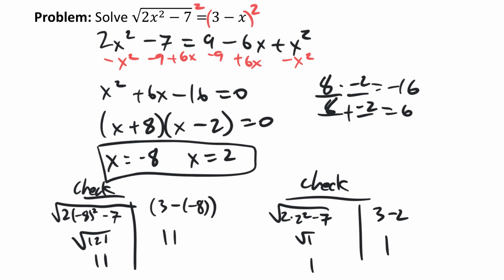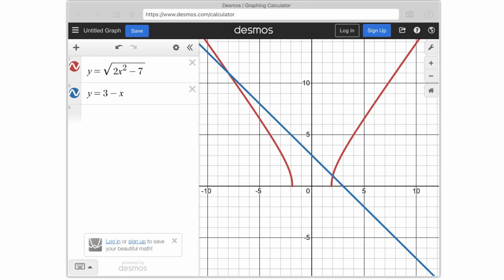Let's check this out on Desmos. I want to see what this looks like. All right, so here are two graphs. One of them is a line with a negative slope. The other one is kind of like that square root function that we've looked at before. It looks kind of weird, but lo and behold, there's the point of intersection where x is 2. So there's a solution at x equals 2. And there's another one over at negative 8. You can see those y values that pop up, the 11 and the 1. Those are from the checks.